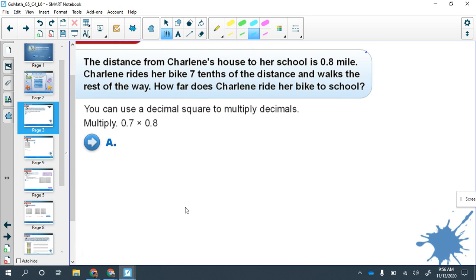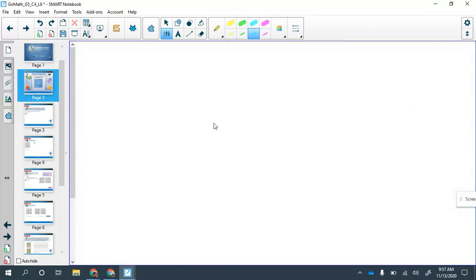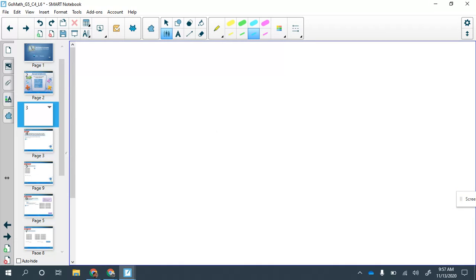Okay, so today we're looking at chapter 4, lesson 6, and we're going to start to investigate how we multiply a decimal times another decimal. We've done a lot of work with how we multiply decimals and whole numbers, but what we're going to move on to now is decimals by decimals.